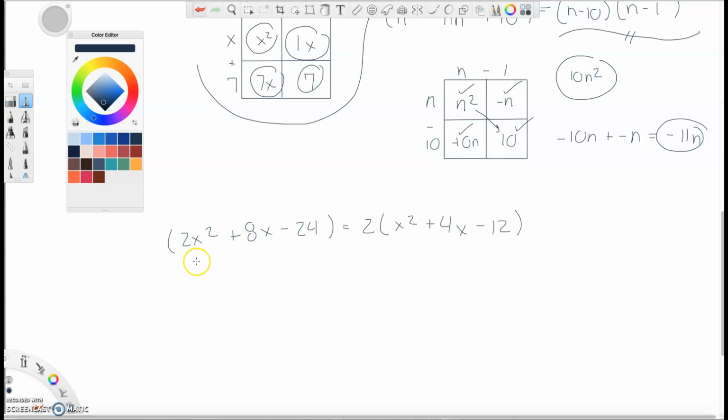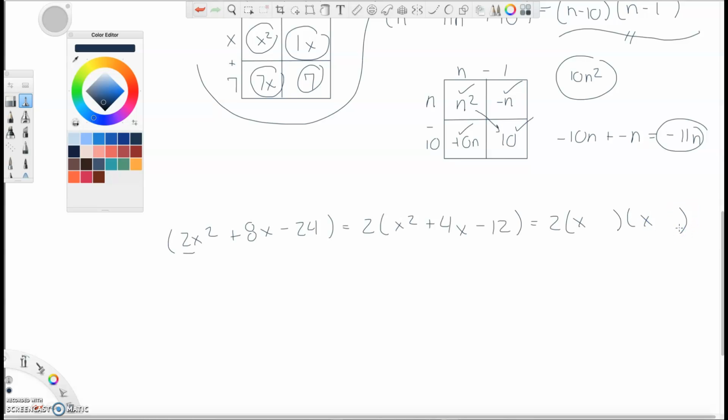So anytime you have a leading coefficient that is not 1, you need to make sure that if you can pull it out to make it 1, you do that. Make sure you divide each term by what you pull out. So I've divided 8 by 2 to give me 4, negative 24 by 2 to give me negative 12. The other important thing here is to make sure that when you write your factors out, you write this as equal to 2 times x plus or minus some number times x plus or minus some other number.